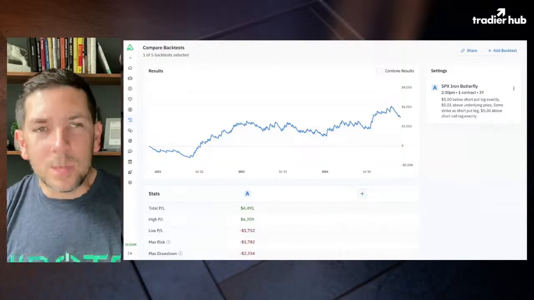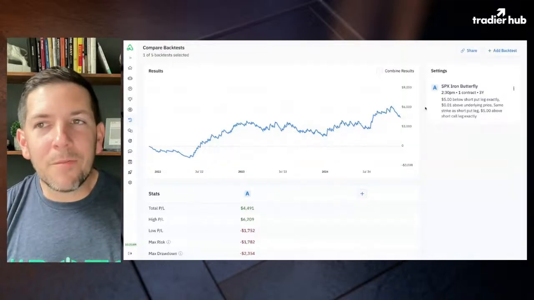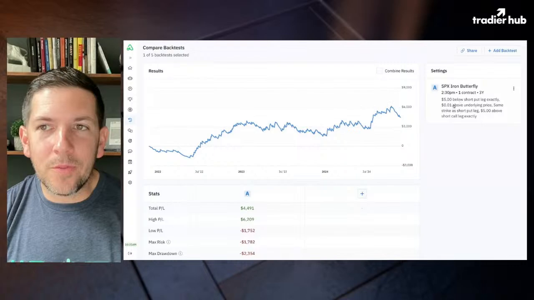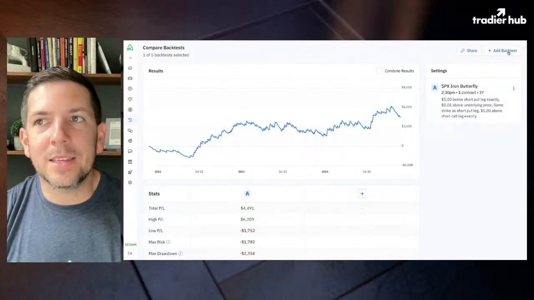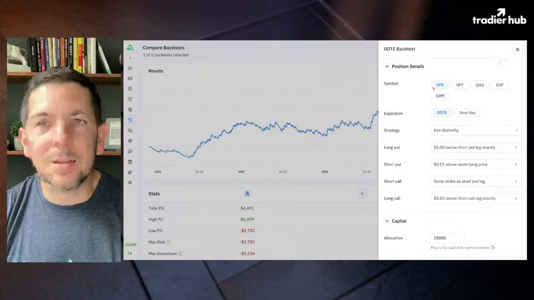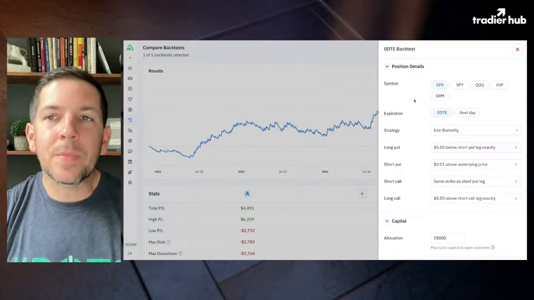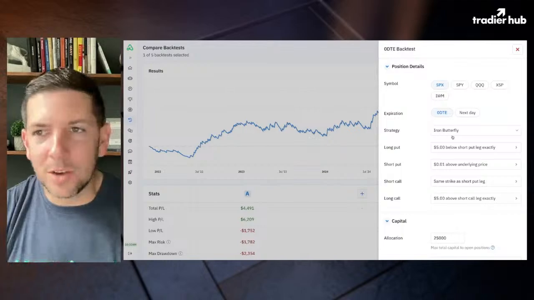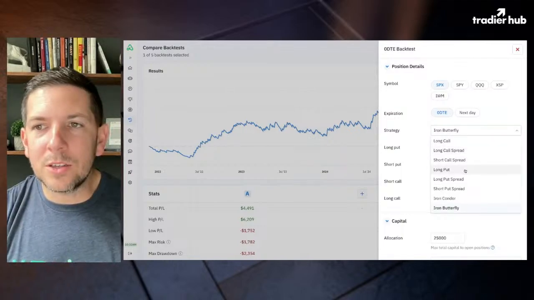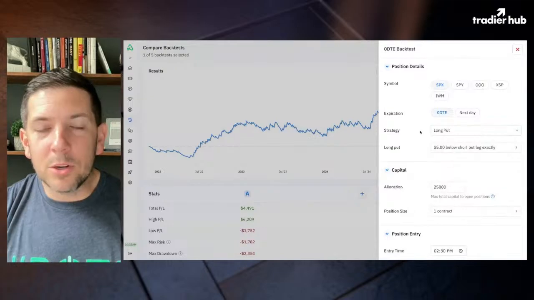Now, once we have this as a baseline, we don't have to just test iron butterflies in a vacuum. We can also add additional backtests. So let's add a backtest that's a completely different strategy. And then I can show you here what we're doing by combining backtests together. So let's go in here and let's do a long put. And we're just going to do a long put.